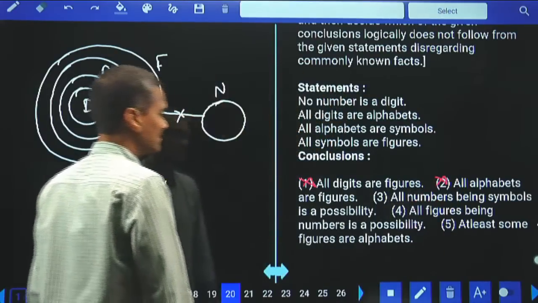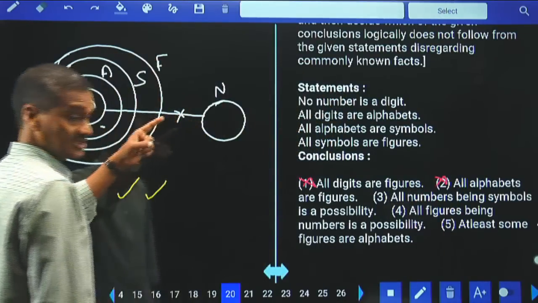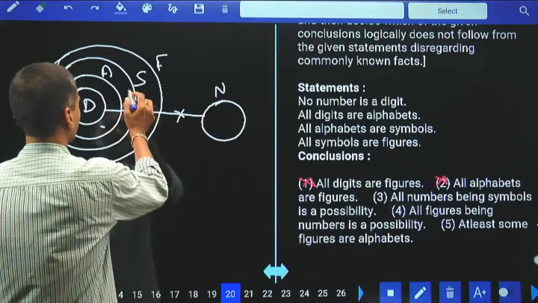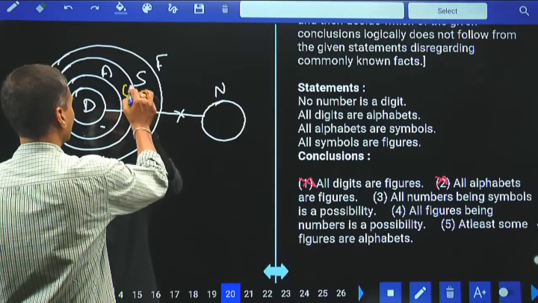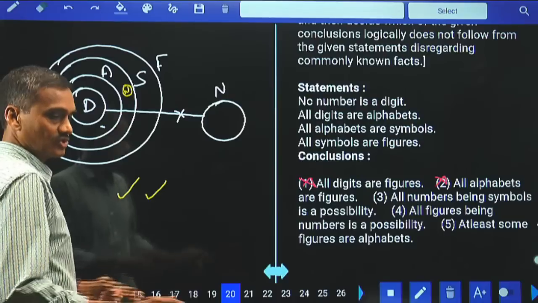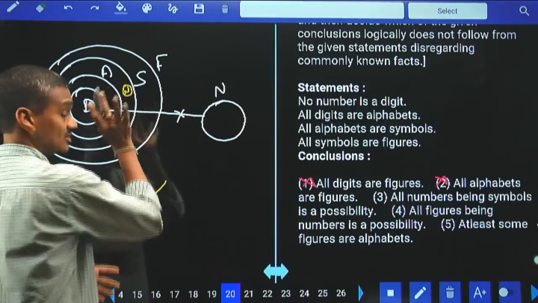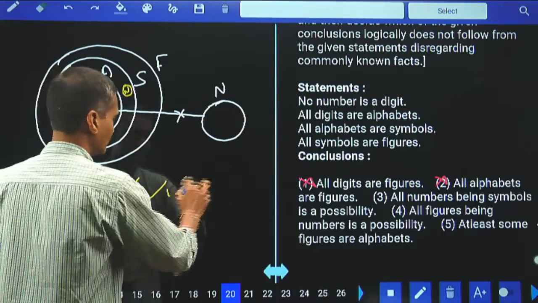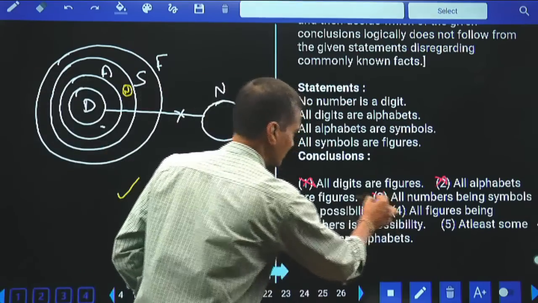Third one, all numbers are symbols. Is it possible or not? Tell me whether I am able to bring my number like this or not. Yes. Number should not be intersected with a digit. Without intersecting with a digit, I can make it true. As it is true once, it is possible. It cannot be your answer.